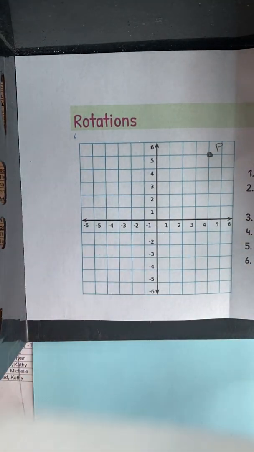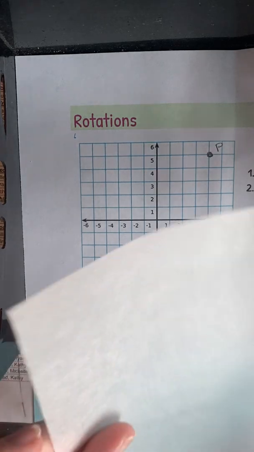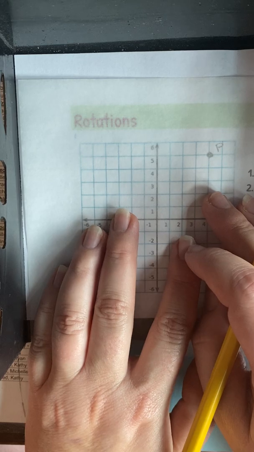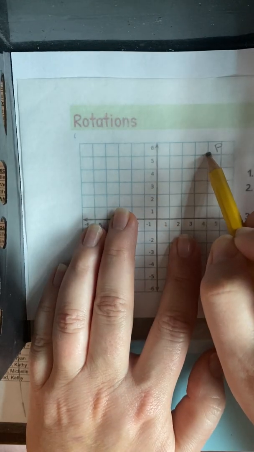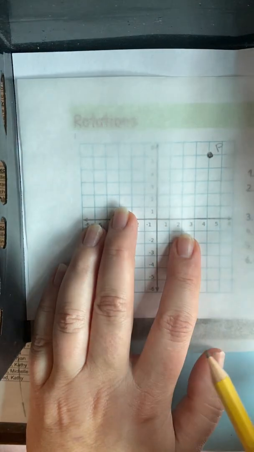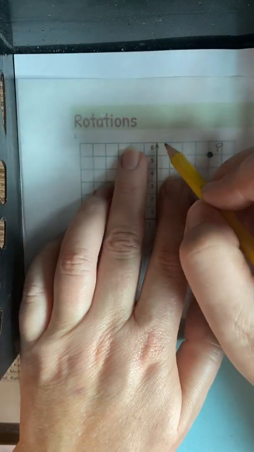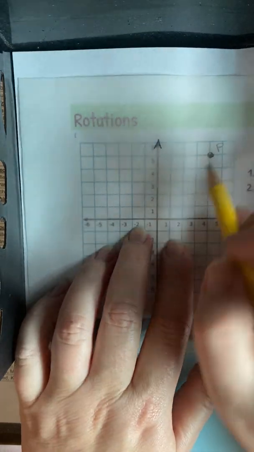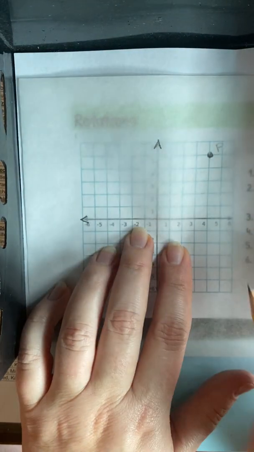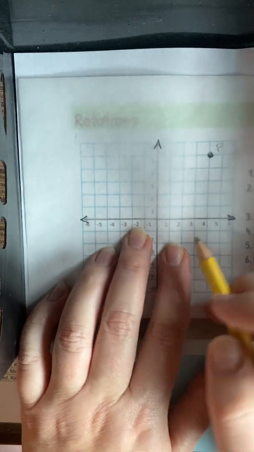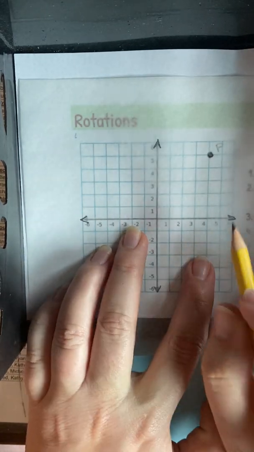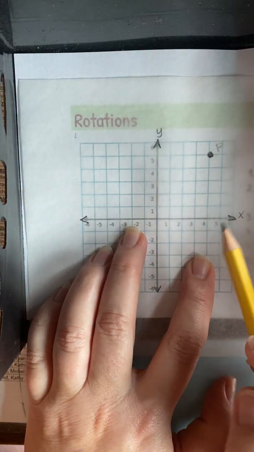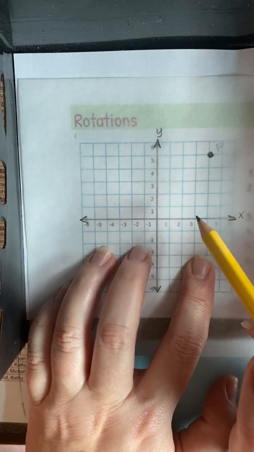Now we're going to take our tracing paper with the rough side down, and you're going to place it over the coordinate plane like this. Now you're going to go ahead and trace point P, and you're also going to trace the ends of the axes. I'm just tracing the arrows on the end. And then I'm going to label it. I know this is my y-axis and this is my x-axis.